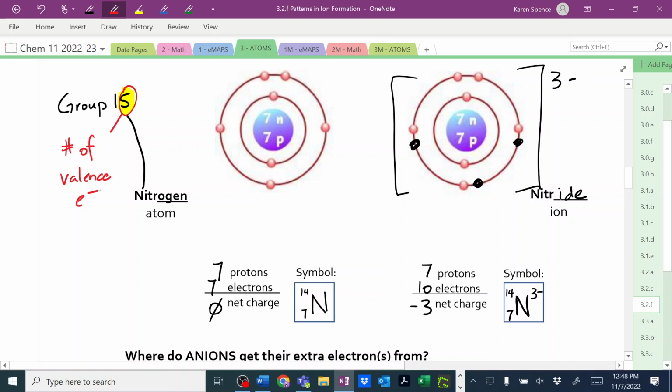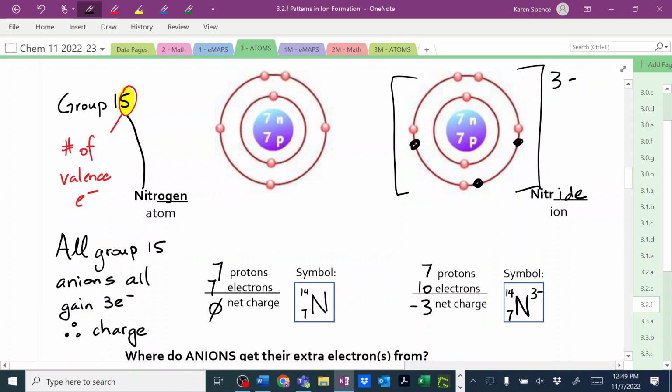So, what could you tell me about all anions, all group 15 anions? All group 15, they all gain electrons. They all gain how many? Gain 3 electrons. Therefore, the charge is 3 minus.